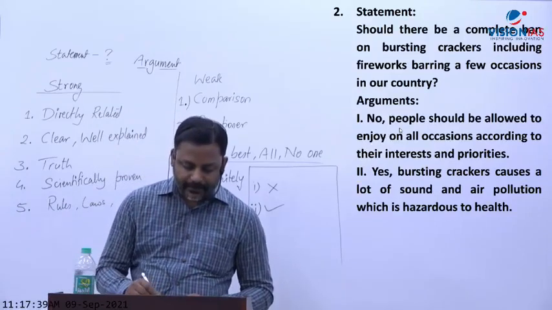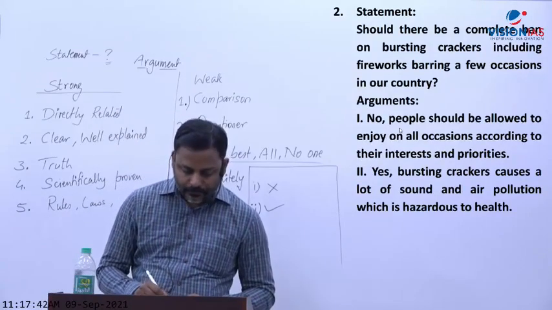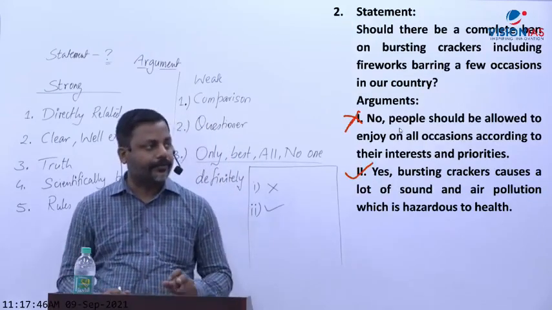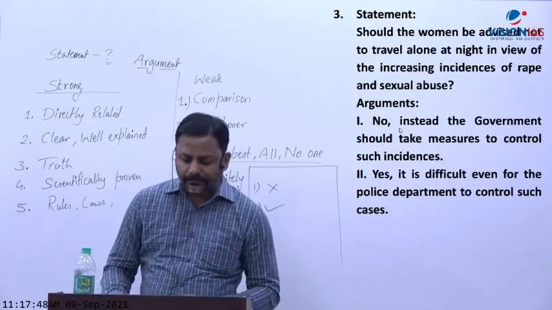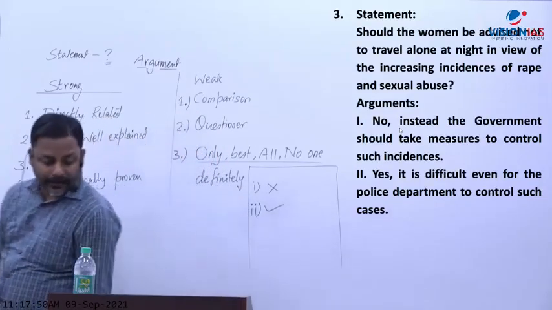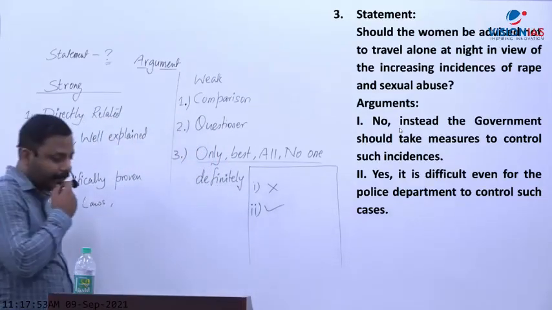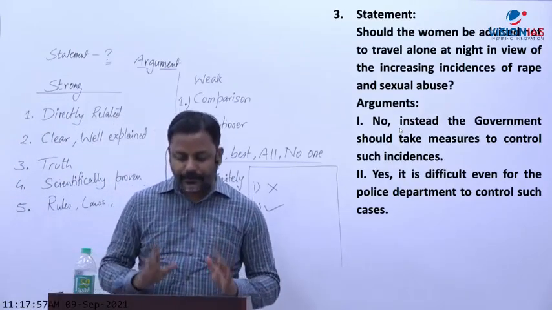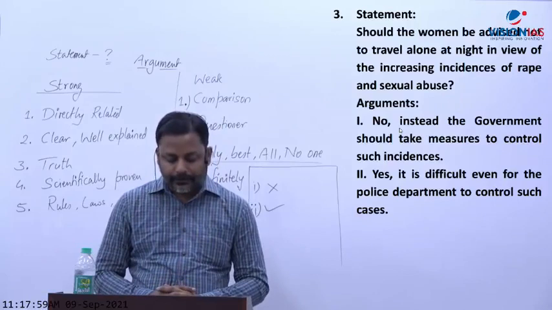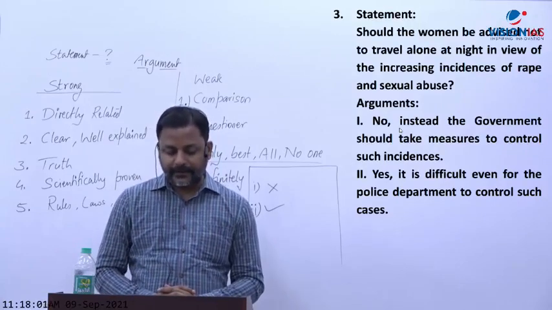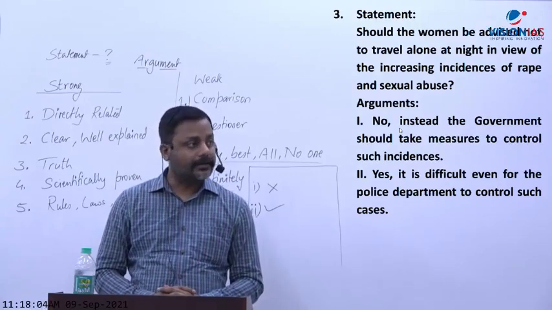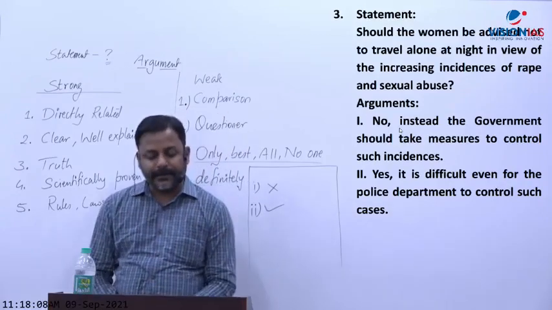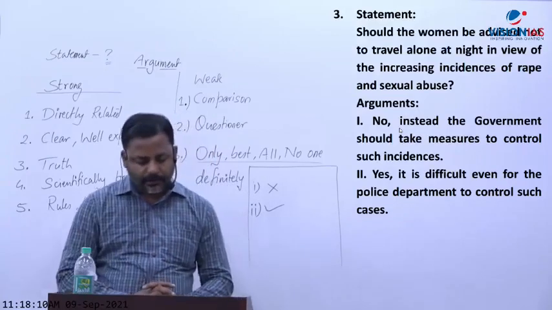So here the right answer is second. First weak and second is strong. Third, should the woman be advised not to travel alone at night in view of the increasing incidences of rape and sexual abuse? Argument first, no. Instead, the government should take measures to control such incidences. And second, yes, it is difficult even for the police department to control such cases.